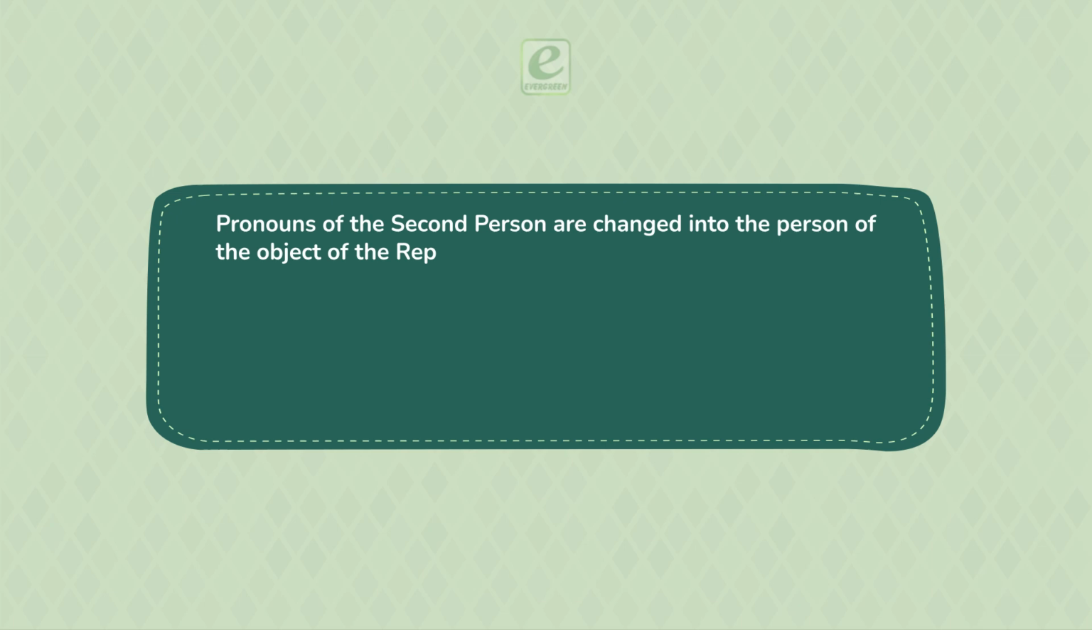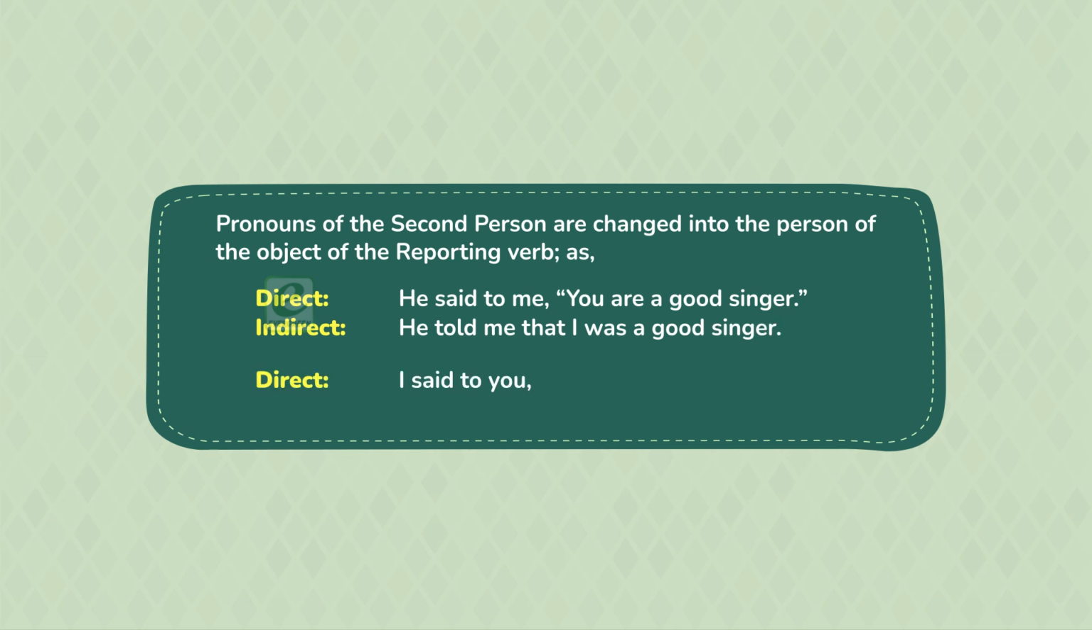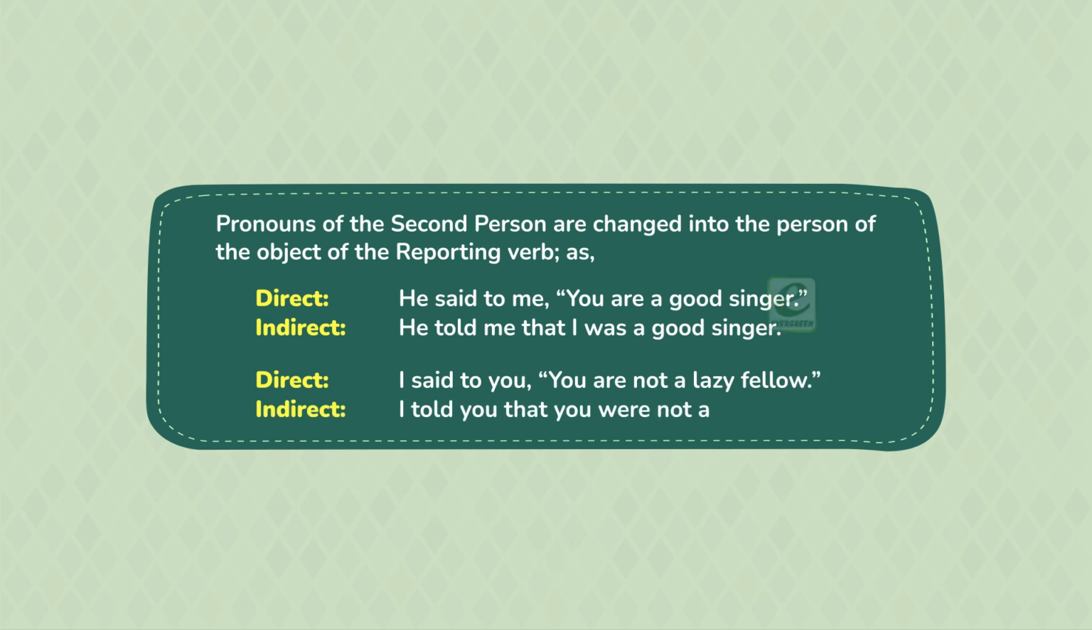Pronouns of the second person are changed into the person of the object of the reporting verb, as direct, he said to me, "You are a good singer." Indirect, he told me that I was a good singer. Direct, I said to you, "You are not a lazy fellow." Indirect, I told you that you were not a lazy fellow.